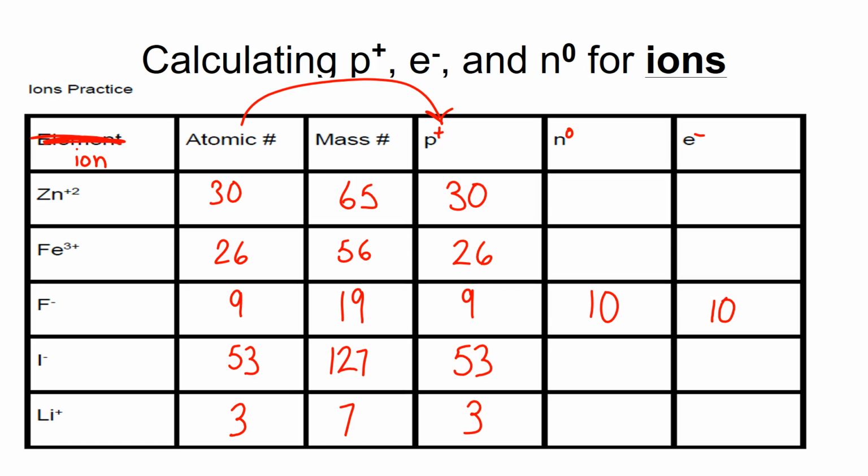All right. So on this one, because it's an ion, this number is going to change compared to the protons. All right. So zinc is a +2. How does that affect my number of electrons related to my number of protons? It's going to be 2 less. So how many electrons do I have? 28. Because +30 plus -28 equals a +2, right?